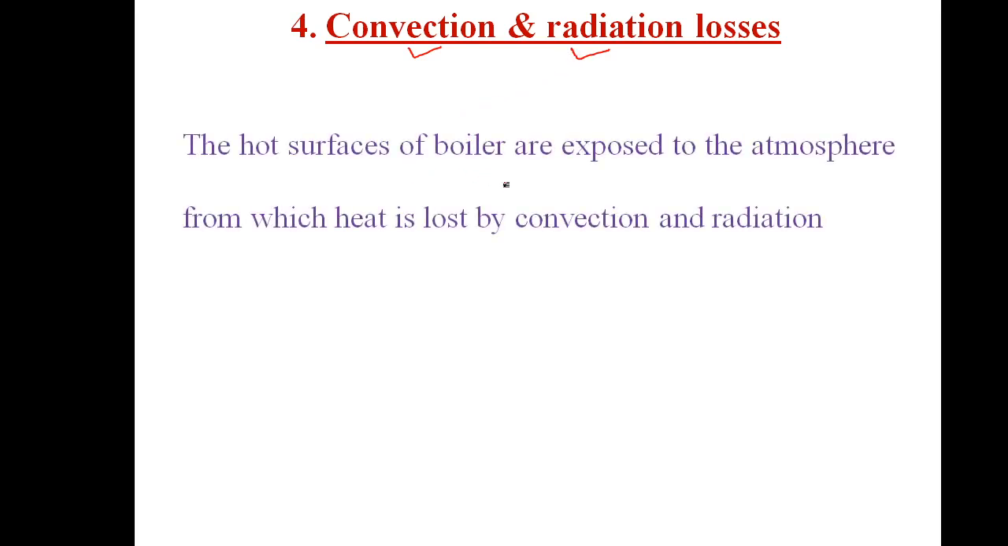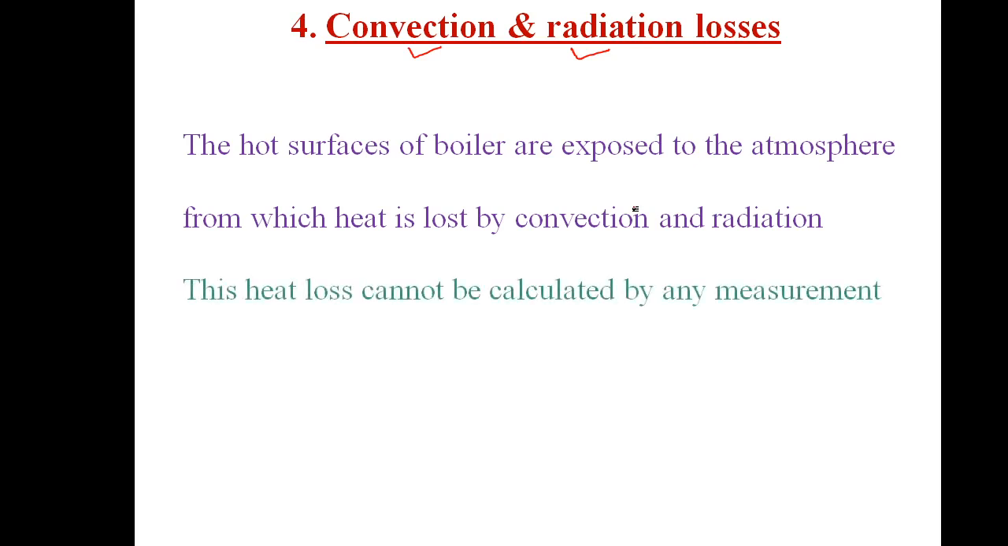And this heat flow from the boiler to the atmosphere is not calculated by any means of measurement, and that is nothing but what we call unaccounted heat loss. The hot surfaces of the boiler are exposed to the atmosphere, from which heat is lost by convection and radiation, and this heat is not measured or calculated by any means. So this we call unaccounted heat loss.